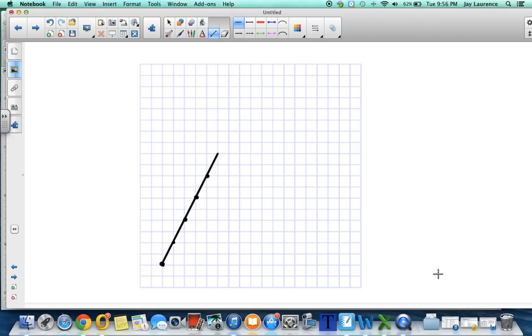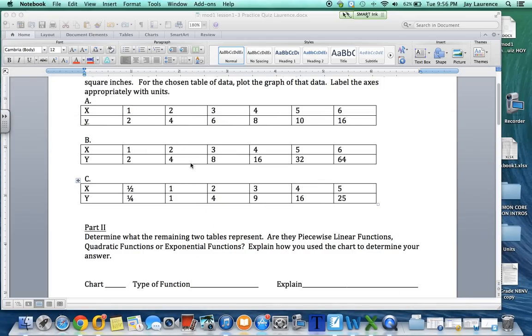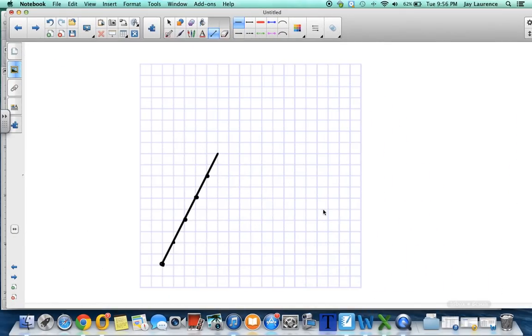Okay? Now when you look at B, you notice they're doubling, aren't they? 2 times 2 is 4. 4 times 2 is 8. 8 times 2 is 16. They're going up by 2 every time. That is going to be the exponential growth we were talking about. I'll graph those in red. And again, it doesn't matter where I show them.